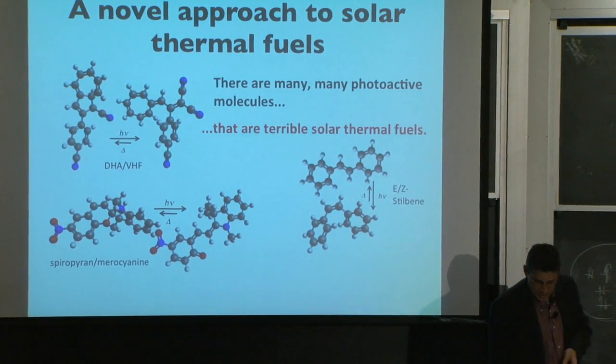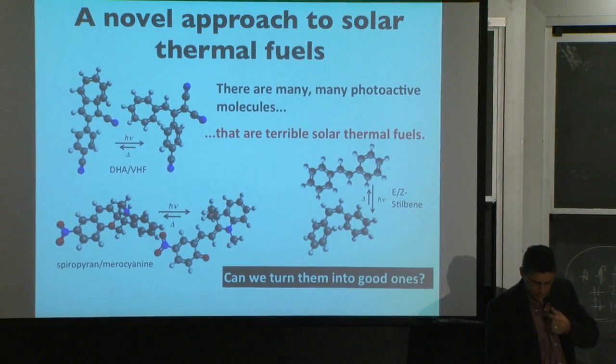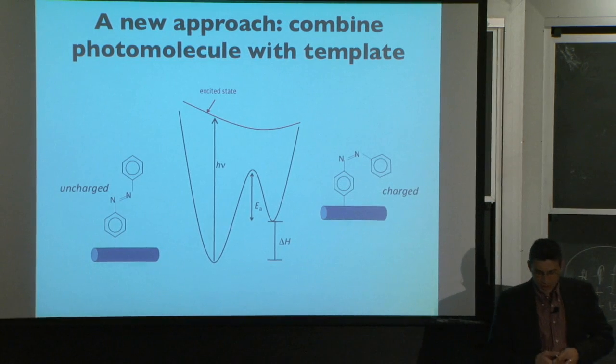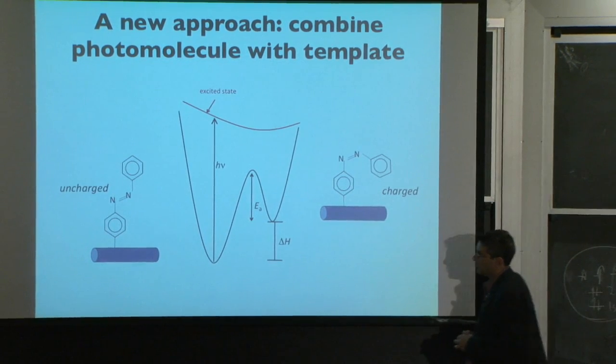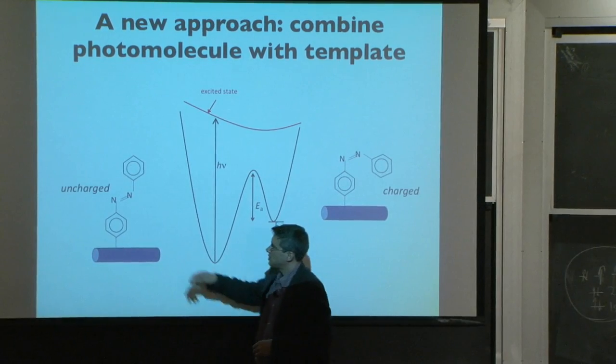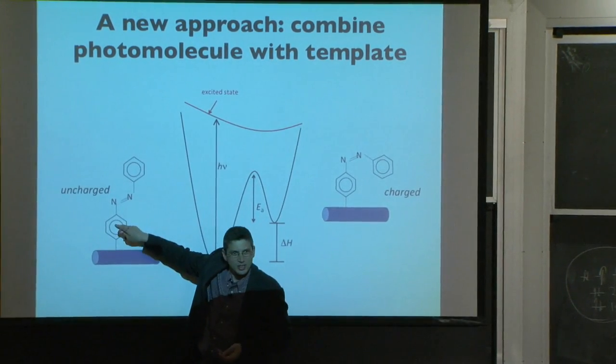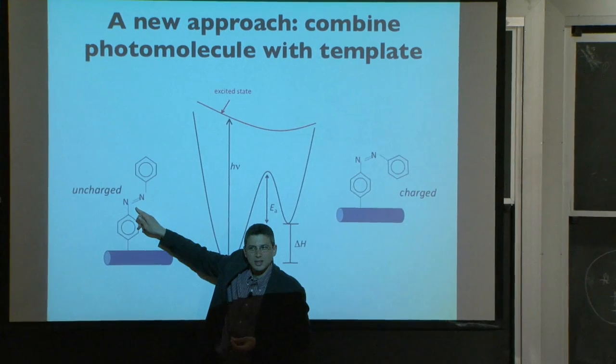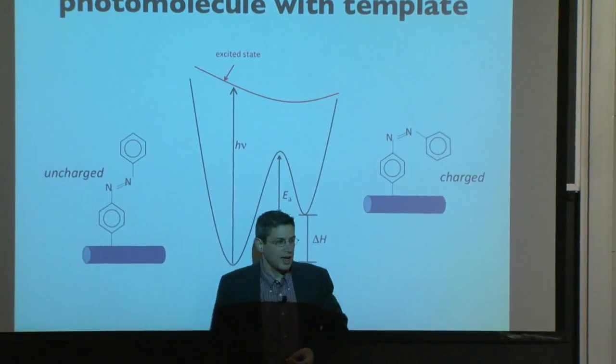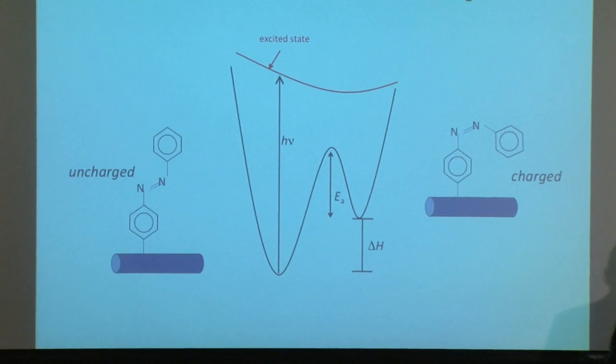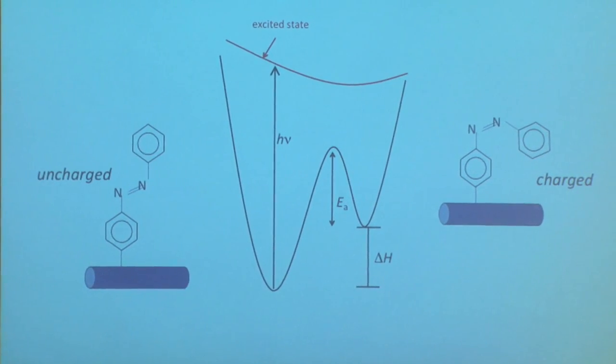So what we've realized is that you can actually turn them into good ones. And the way you do that is you put them on a template. So you take a molecule that's one of these switches. There are many switches. You stick it on a template, and what happens is when you stick it on a template, you have new chemistry that you can do, okay?